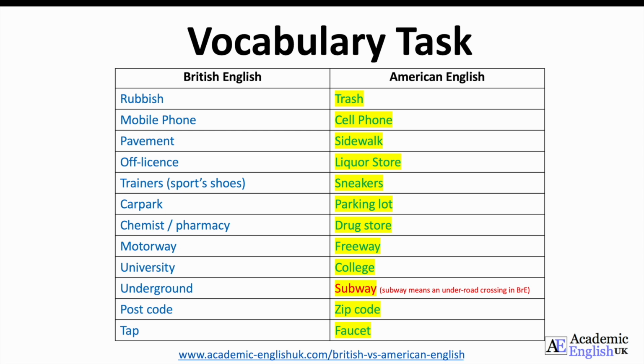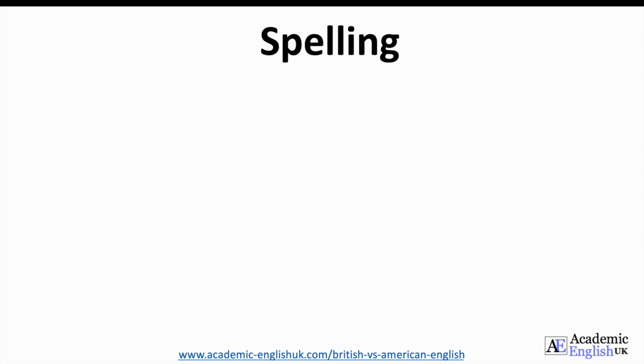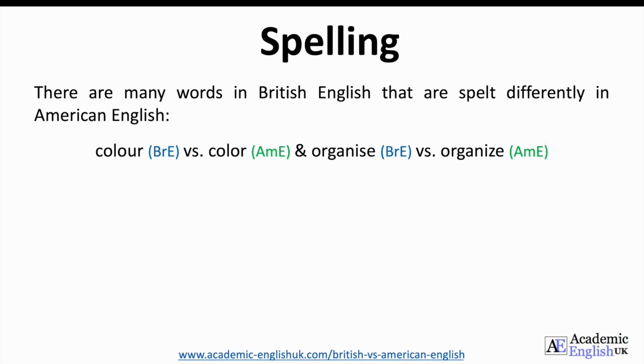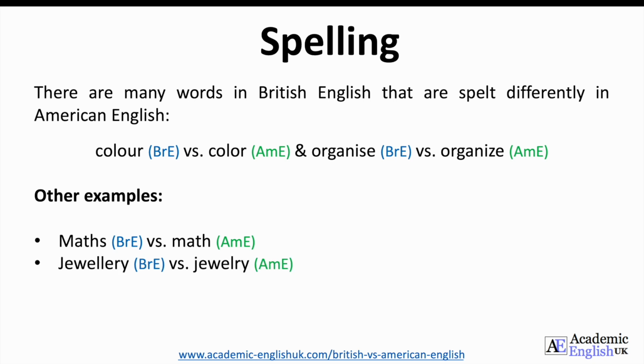Okay, now on to spelling differences in British and American English. There are many words in British English that are spelt differently in American English, as we discussed before with colour and organise. Other examples are maths versus math, jewellery, and grey.